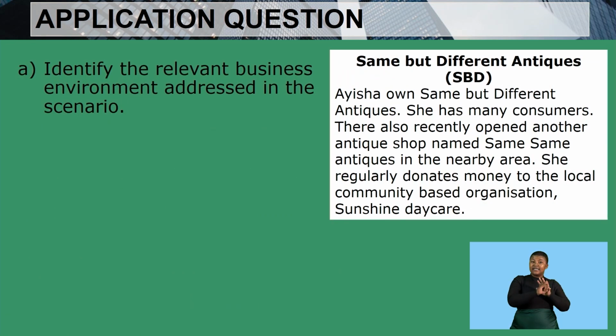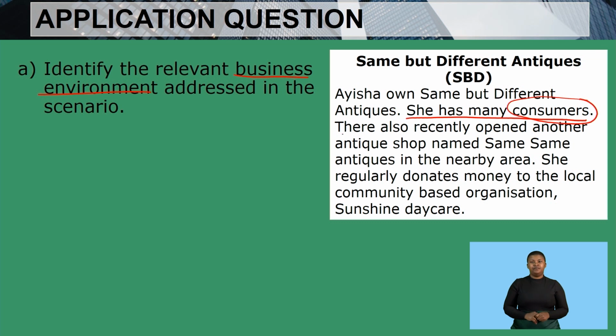Identify the relevant business environment. So always remember, business environment refers to only one of three options: micro, market, or macro environment. So when we look at the scenario, the second sentence refers to her having many consumers, which is then, of course, a factor in the market environment.